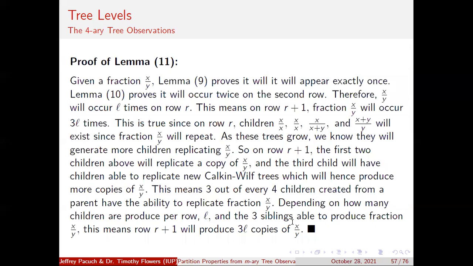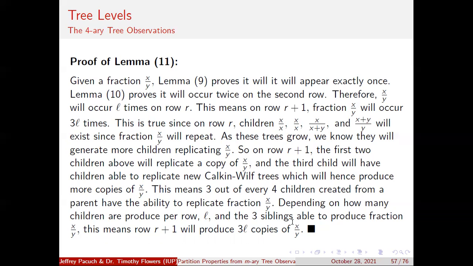So how do we go ahead and prove this? Well, I'm going to look at the definition of the tree again. And I already proved it occurs once for the first time, twice on the row right after it occurs for the first time. But now, here's where the cool logic comes into play. If I look at the definition of the tree, it's x over x, x over x, x over x plus y, and x plus y over y. We already know that the first 2 children, the x over x's, will replicate a copy of that original fraction x over y. But then if we look at that third fraction, by definition it will allow more copies of that x over x, allowing replication of x over y, which will then in turn repeat another copy of x over y.